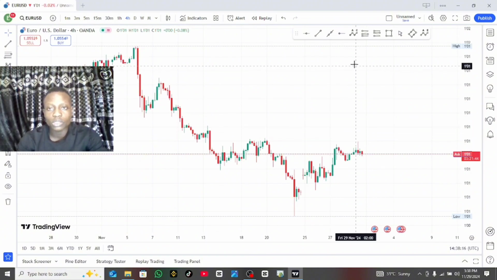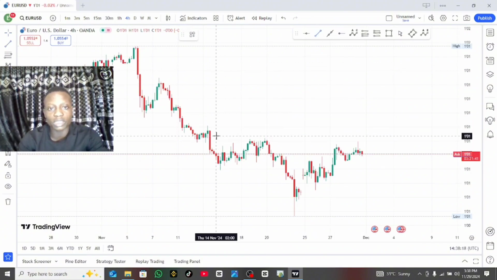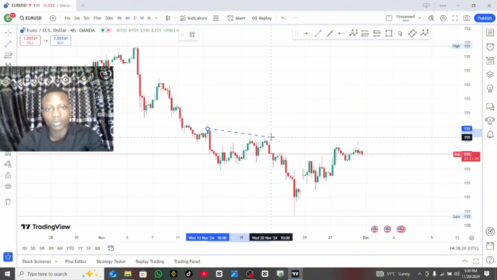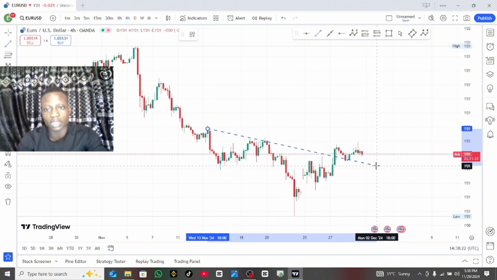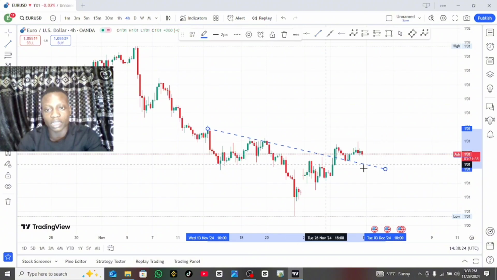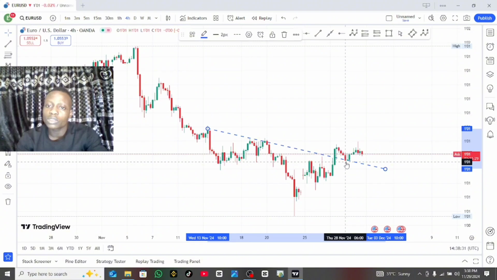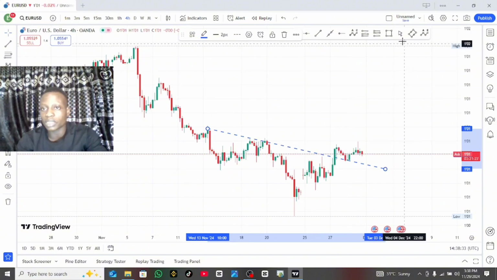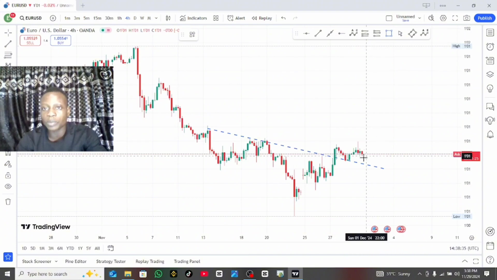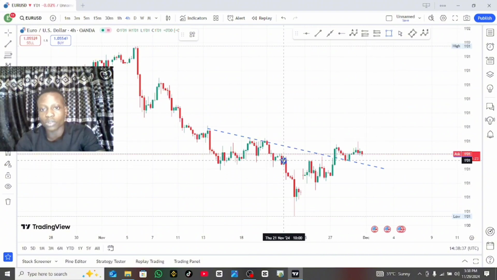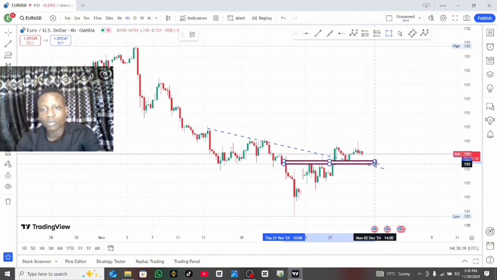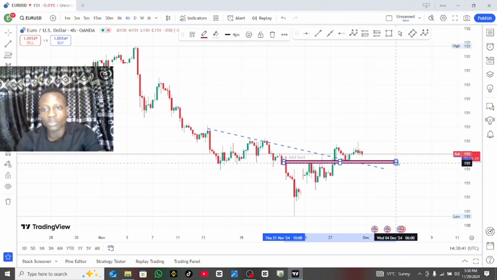yesterday. If you plot your trend line from this region, like this, you can see that the market broke this trend line, then came down to retest it. And not only the trend line, the market broke and retested, that made me enter. This is also a support level.